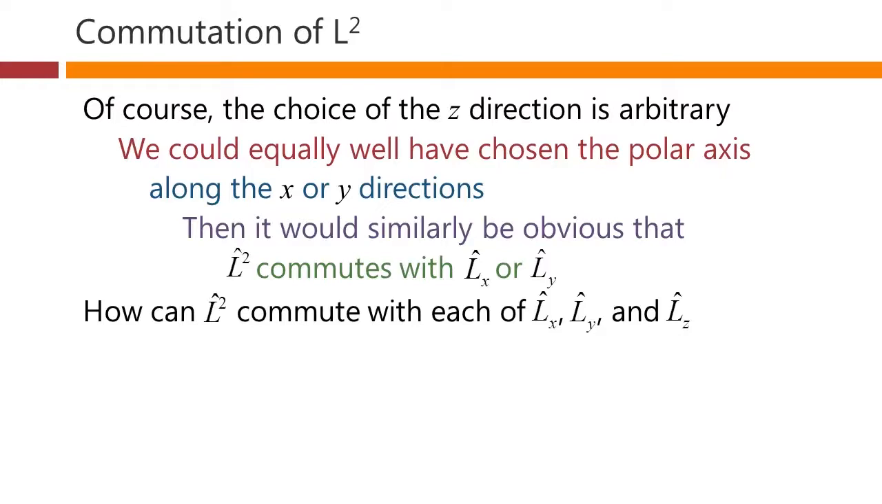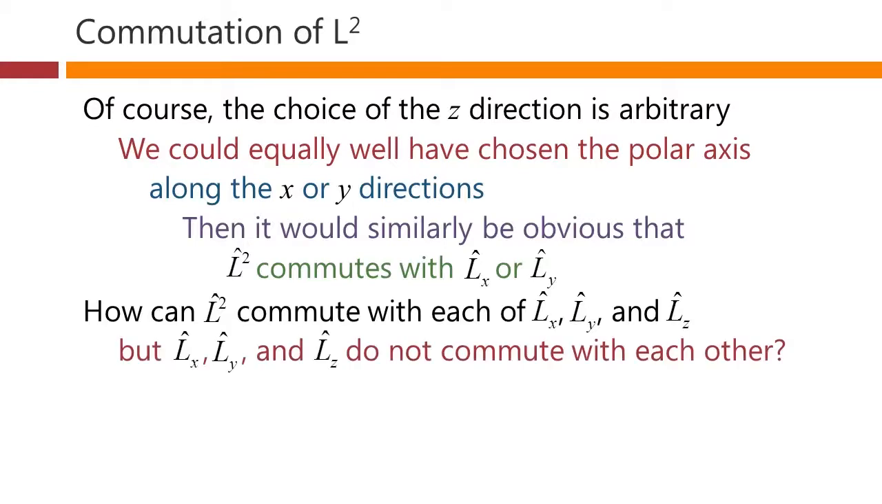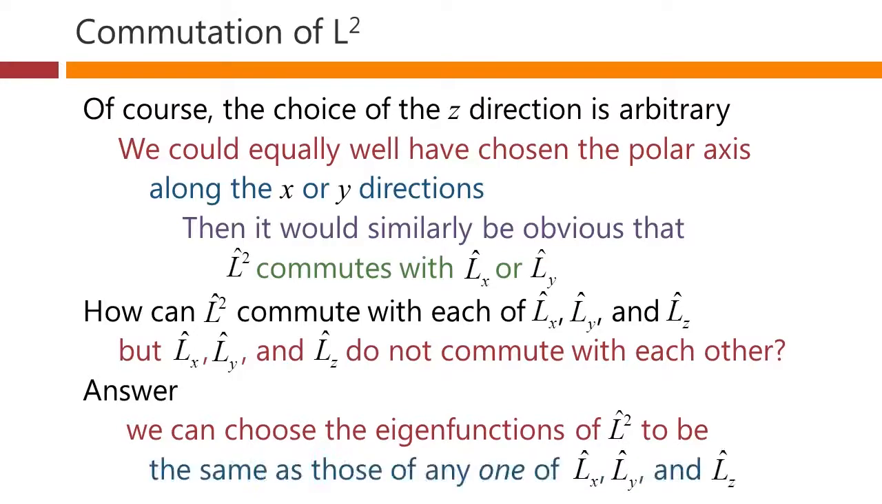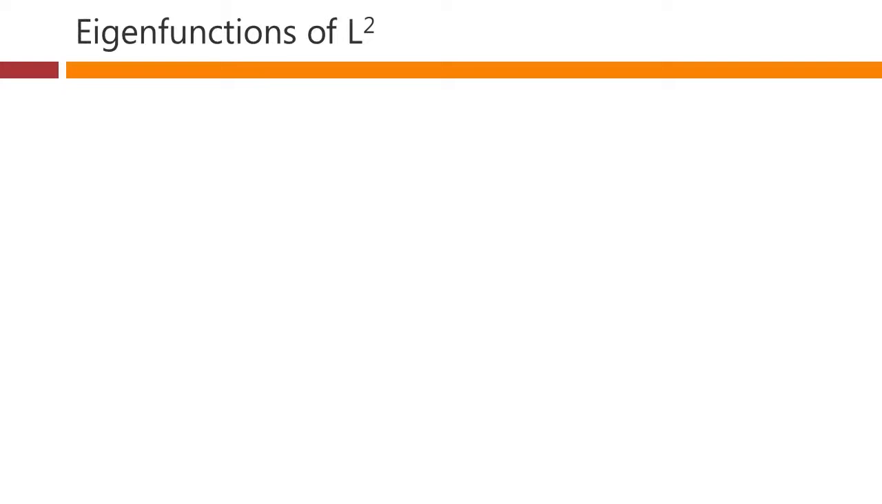How can it be that L squared can commute with each of Lx, Ly, or Lz, but these operators, Lx, Ly, and Lz, do not commute with each other? The answer is that we can choose the eigenfunctions of L squared to be the same as any one of the sets of eigenfunctions of Lx, or of Ly, or of Lz. So what are the eigenfunctions of L squared?